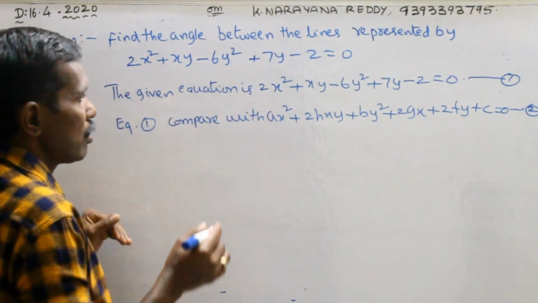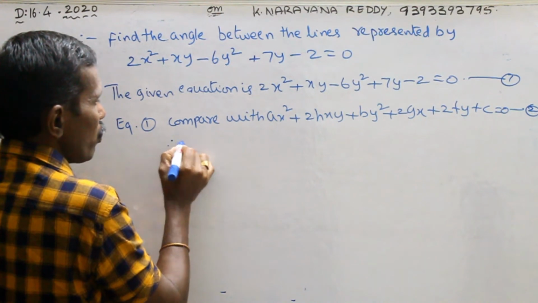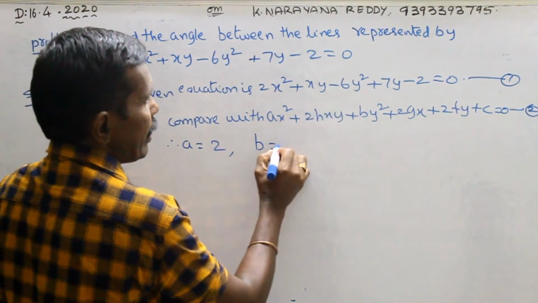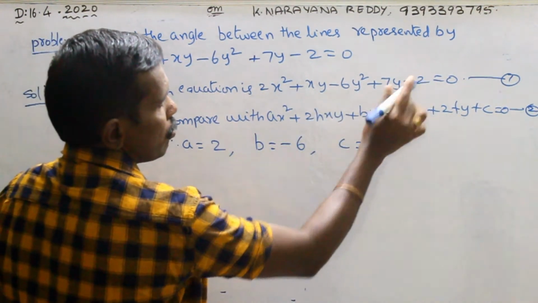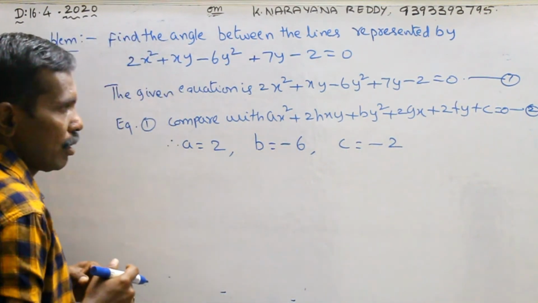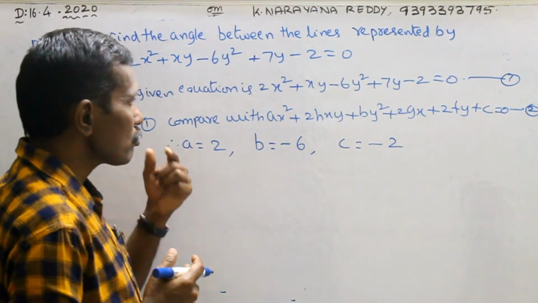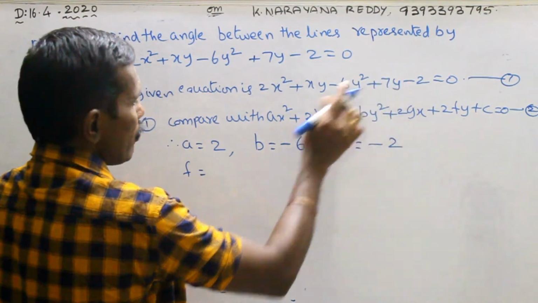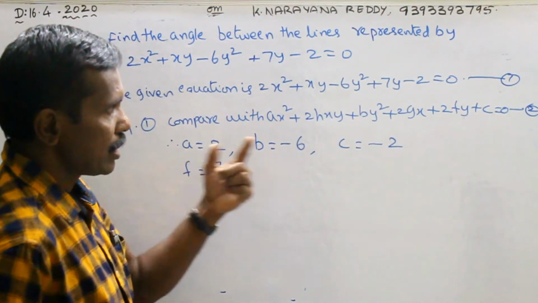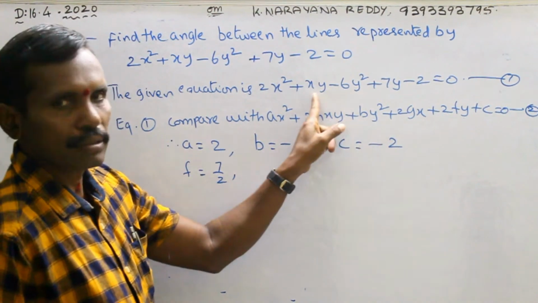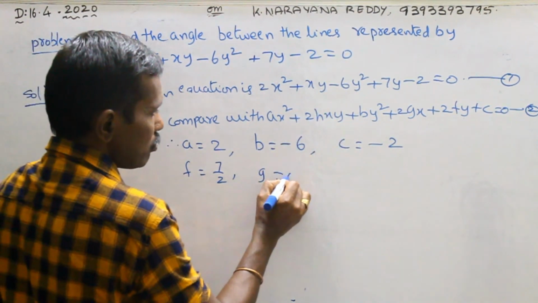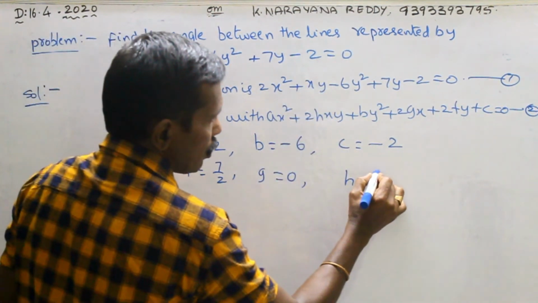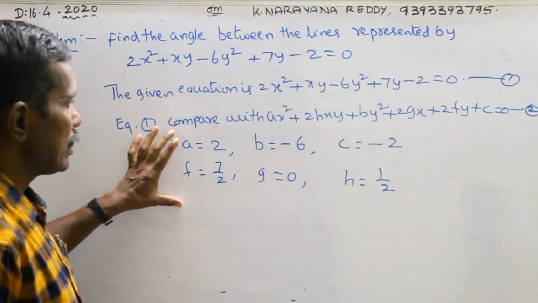Compare the coefficients of x square. Therefore, a equals to 2, b equals to minus 6, c equals to minus 2. Now, f. What is f? 2fy is 7y, so f equals 7 by 2. Next one, g. There is no x coefficient here, so g is 0. h: 2hxy equals to xy, xy cancels, h equals to 1 by 2. So this is the comparison.